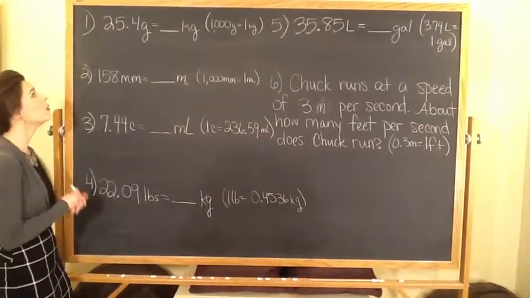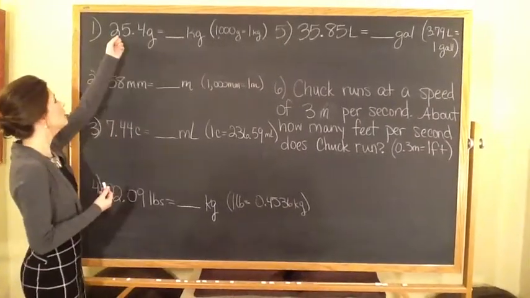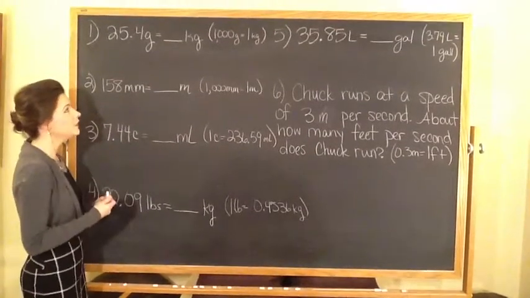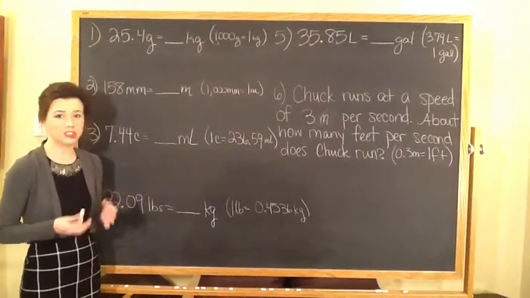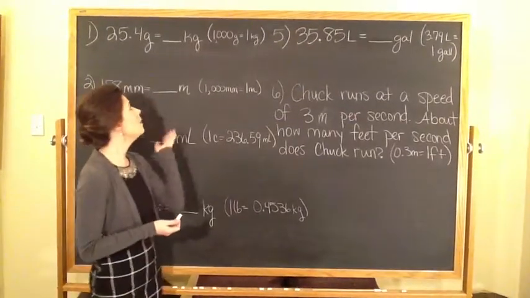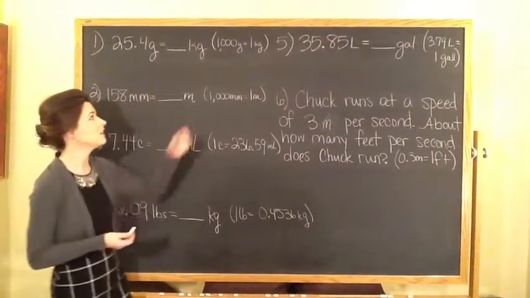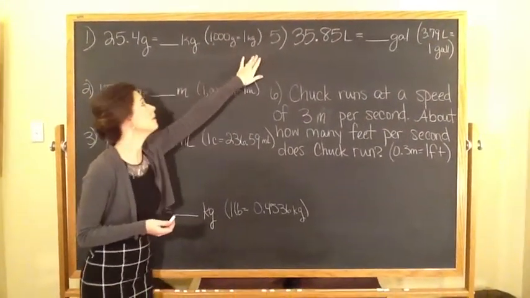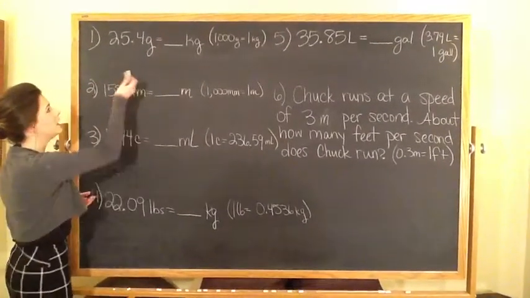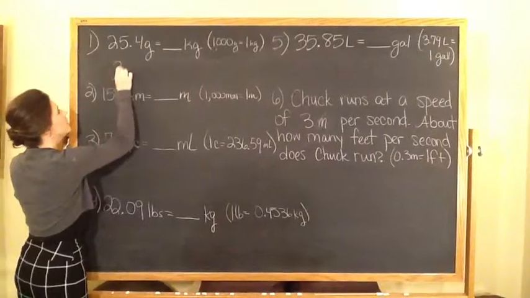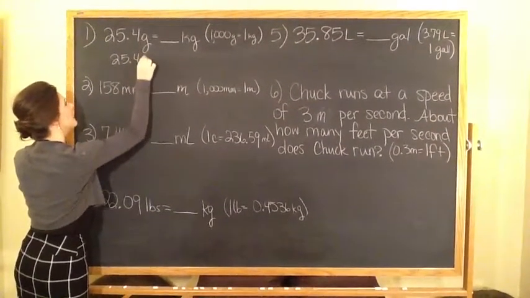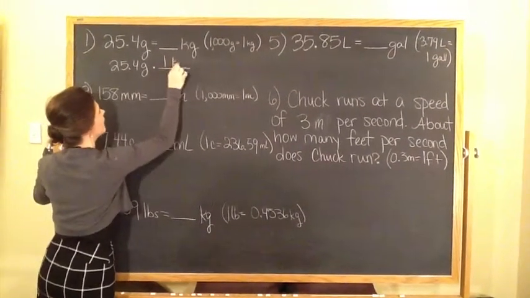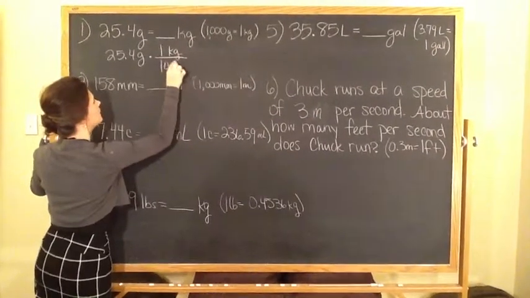Alright, let's look at example number 1. We're going to change 25.4, or 25 and 4/10, grams to kilograms. The first thing we need to do is look at our cheat sheet and pull out how many grams are in a kilogram or vice versa. There are 1,000 grams in 1 kilogram, so we're going to use this ratio to change our units. If I have 25.4 grams, I'm going to multiply by the ratio 1 kilogram over 1,000 grams.